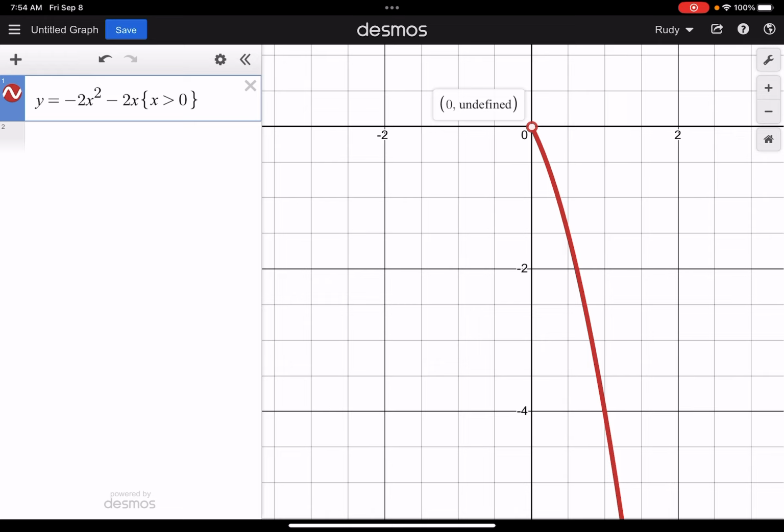But as soon as I get a little bit into the positives with x, my graph exists and goes forever and ever and ever. So here the range is not everything less than or equal to 0, because my y never equals 0. It's everything just below 0. And so my y is everything less than 0. And that's what I prefer, and that's what I'll write down first.